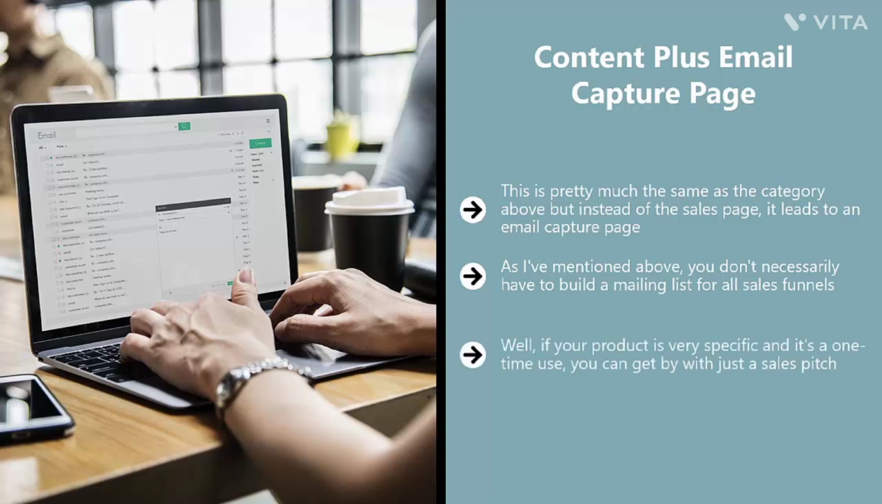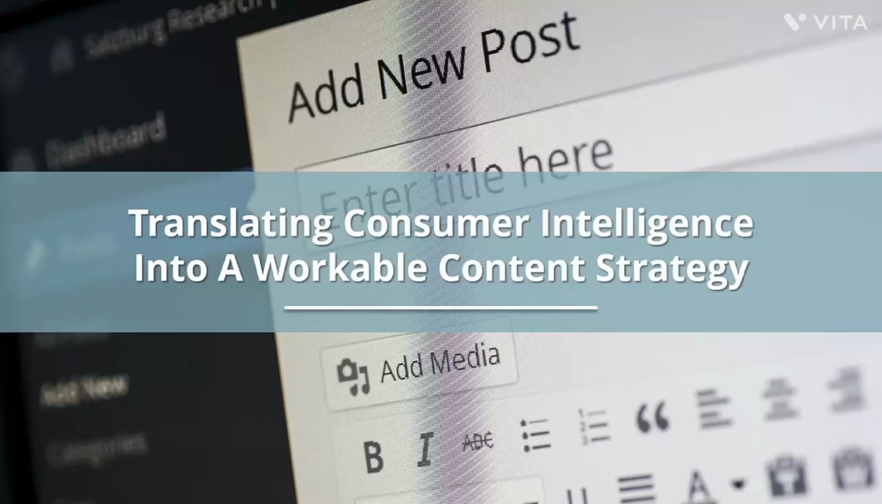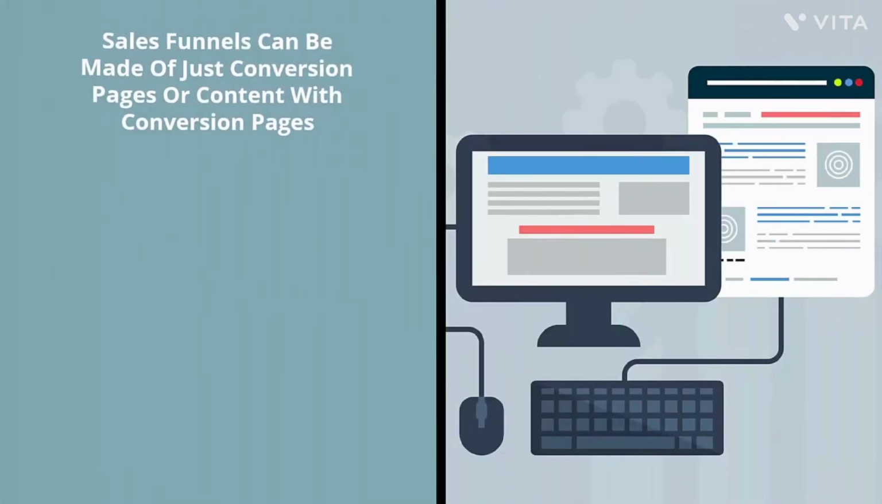Well, if your product is very specific and it's a one-time use, you can get by with just a sales pitch. You don't necessarily have to get a sales page that's plugged into by a network of content pages. It all depends on both your audience and the product or service you are promoting. Translating consumer intelligence into a workable content strategy.